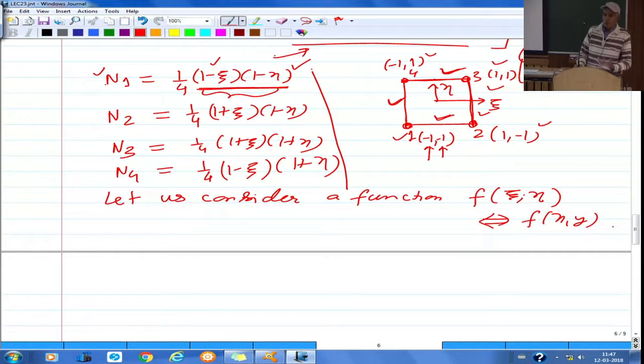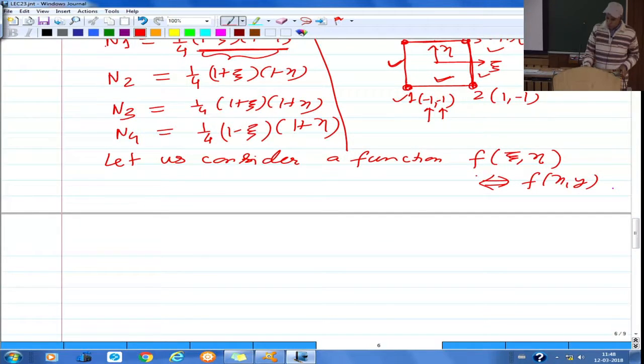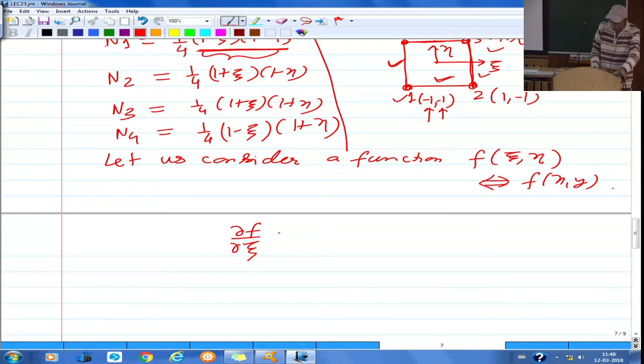So if I have some function in xi and eta explicitly expressed in terms of xi and eta, I can always implicitly say that this is also a function of x and y. So now if I want to write the derivatives of f with respect to xi and eta, I can say del f by del xi is equal to, now I want to relate it in terms of derivatives with respect to x and y.